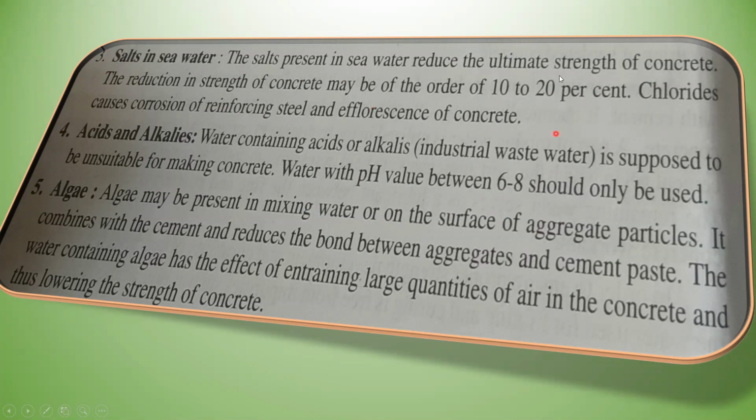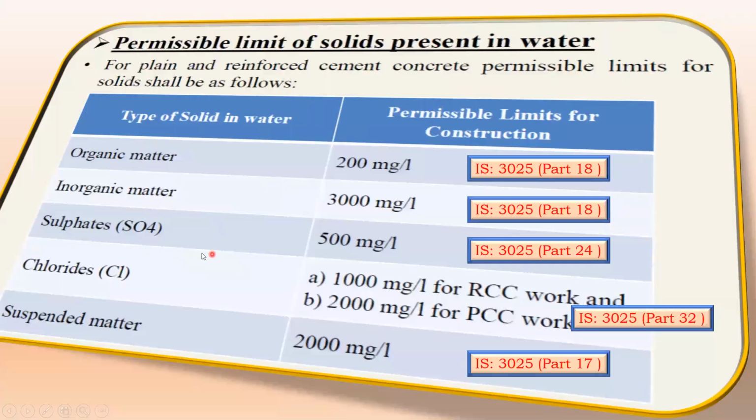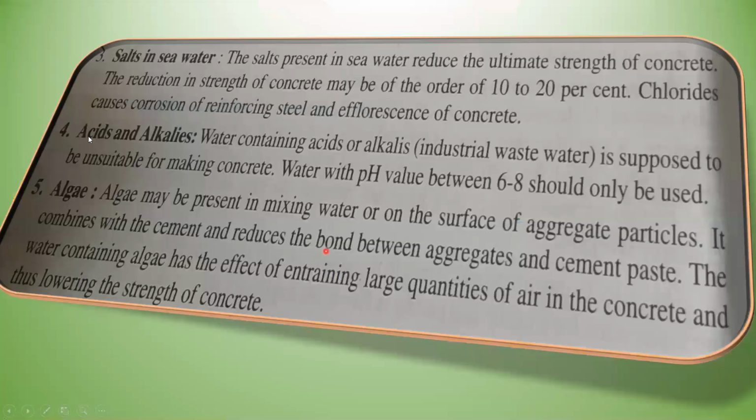So that is the reason we have to limit the chloride content in the water, and we have seen that it has to be within 2000 milligram per liter, right? Yeah. Chloride has to be 2000 milligram per liter for PCC work, and for RCC it has to be 1000 milligram per liter. And water containing acid or alkalis, usually in industrial wastewater, is supposed to be unsuitable for making concrete. Water with a pH value between 6 to 8 is normal for our concreting work.